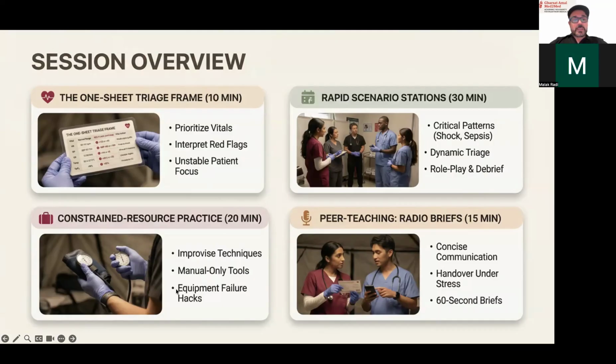We're going to take some 20 minutes to discuss how do you practice. Practicing with improvised techniques, with manual only tools, and when you have equipment failure, what to do. Additionally, we're going to be talking about some critical patterns like shock, sepsis, how do you do a dynamic triage, and then lastly, how do you do concise communication? How do you hand over after stress?